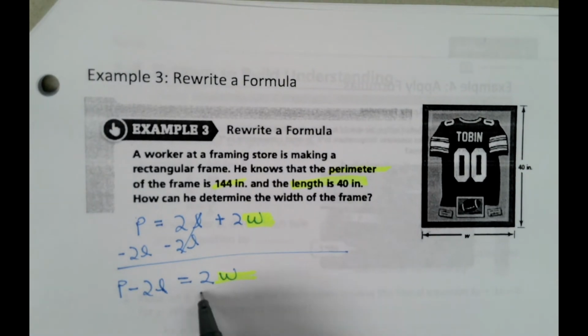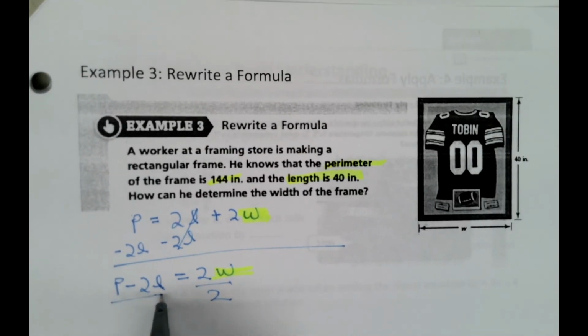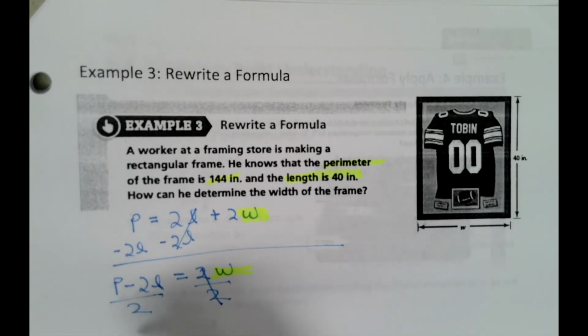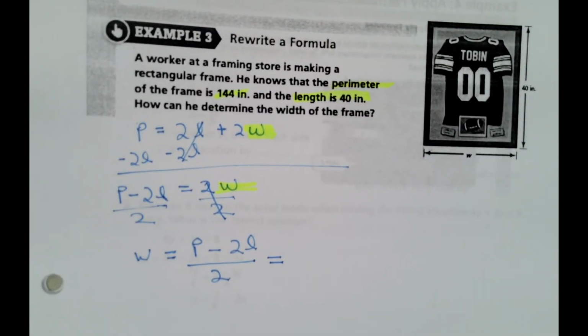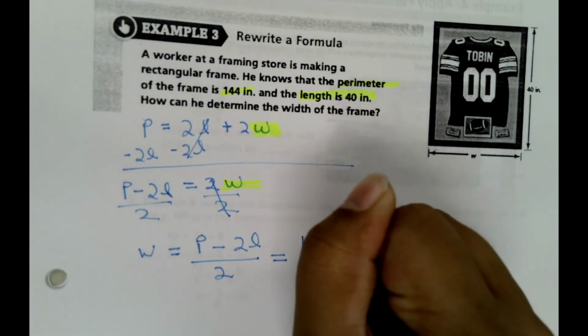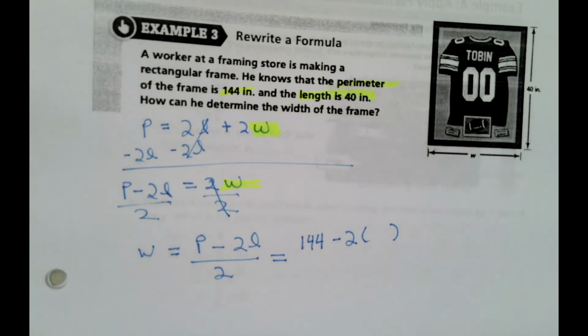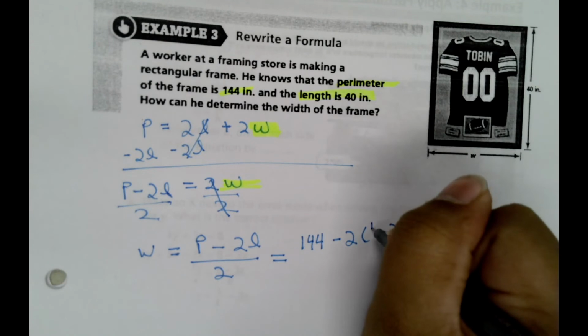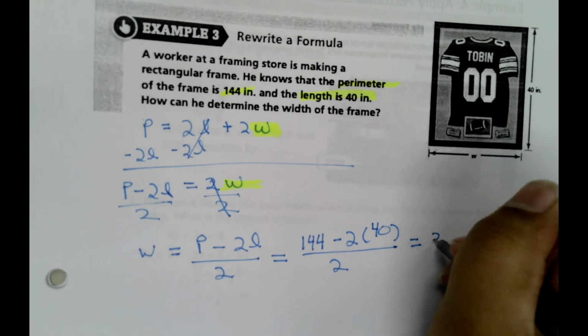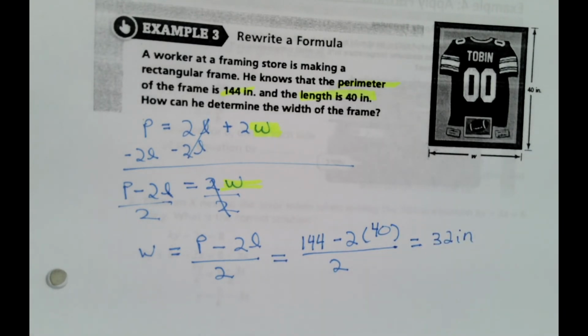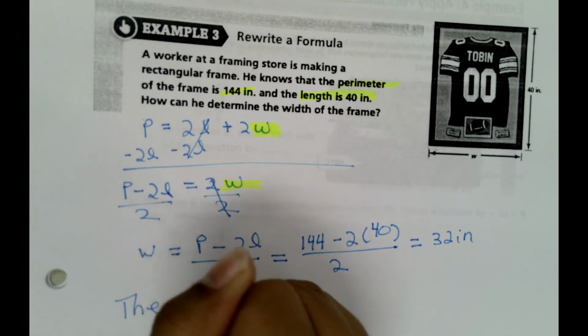Well, now we can plug in what we know. How much is the perimeter? Well, it's 144 minus 2 times our length. What is our length? 40. And divide all of that by 2. If you plug all that into your calculator, you're going to get 32 inches. So the width of the frame is 32 inches. Not too bad? Alrighty, awesome.